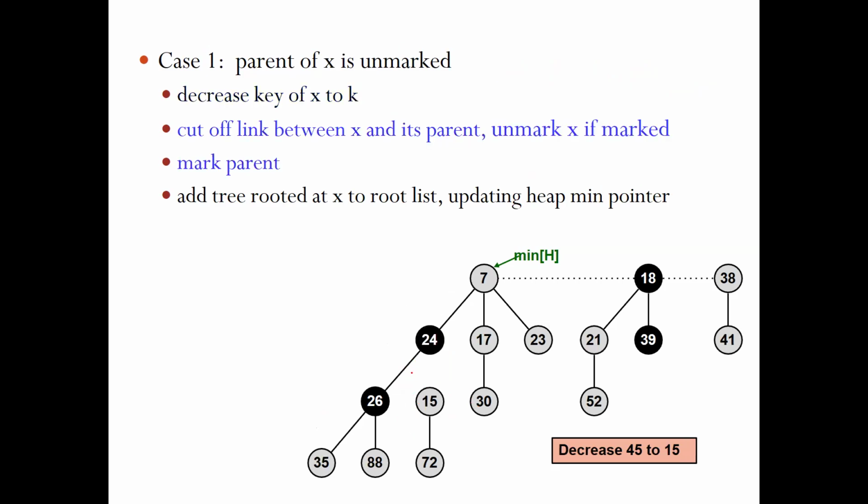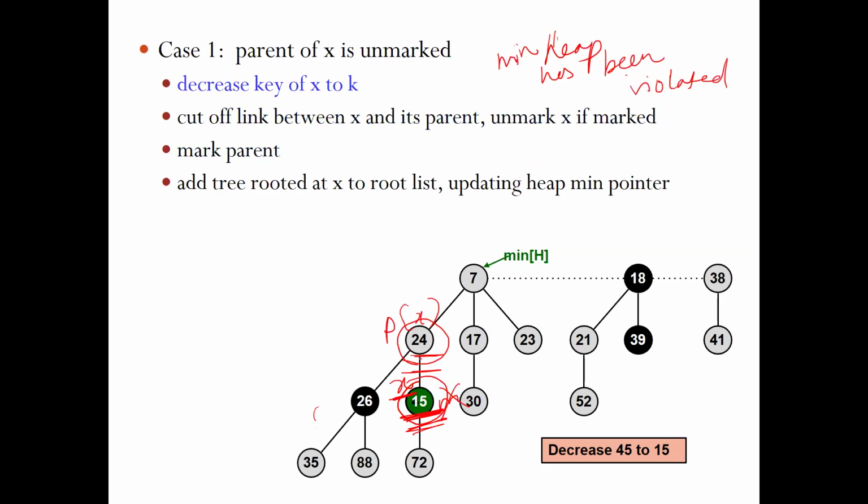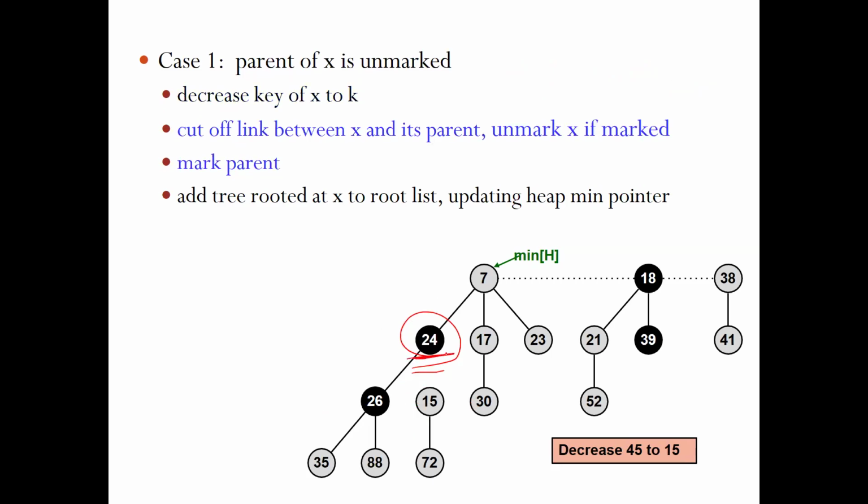Then the next step is to mark the parent. See, look at that. Because 24 just lost a child, you have to make sure that it is marked. When 24 loses 15, if it loses more children later, we have to cut it from here also. That is why we keep track of this mark node. So we just mark the parent.